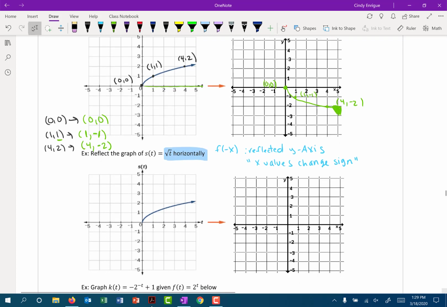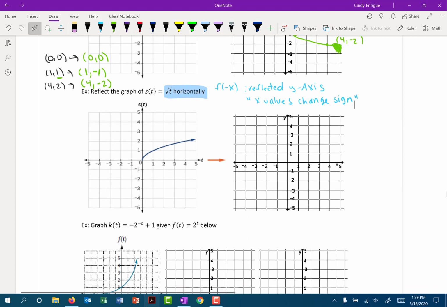And you're just like, okay, I think I'm getting the gist of this. So I still have my original points. I still have my 0, 0. I still have my 1, 1. And I still have my 4, 2. So let's see how all of those points are going to be changing.